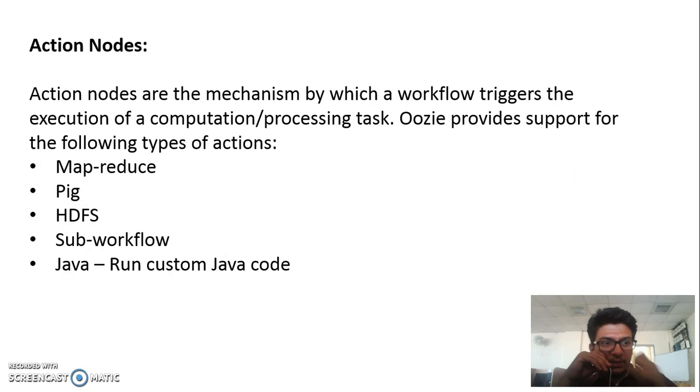Then the next type of node is the action nodes. Action nodes are the mechanism by which a workflow triggers a particular execution of a computation or processing task. Oozie provides support for the following types of actions: MapReduce, Pig, HDFS, sub-workflow, Java. So these are the different types of jobs that can be specified in a workflow.